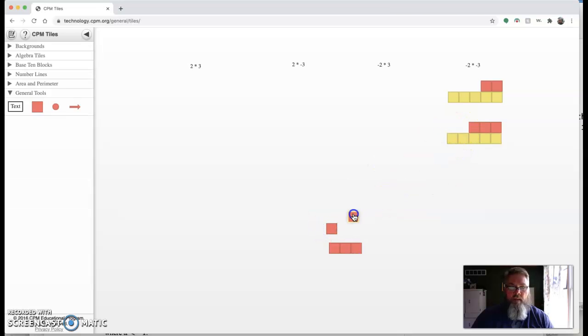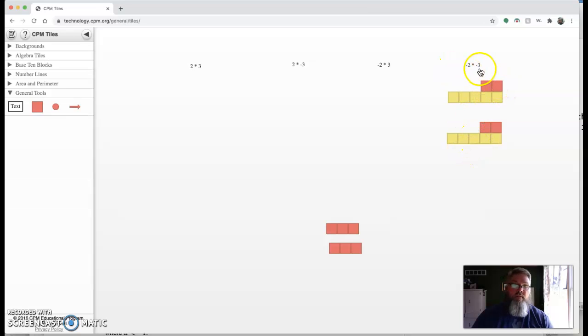1, 2, 3. Okay, here's my 2 groups of 3 negatives. Let's see what's left over. Okay, now notice this bit here. This is all 0, so we're not going to count that. We're only going to count the chips that don't have a partner. 1, 2, 3, 4, 5, 6. 6 positives. Huh. Who knew?